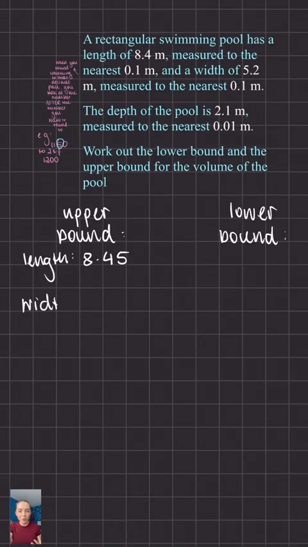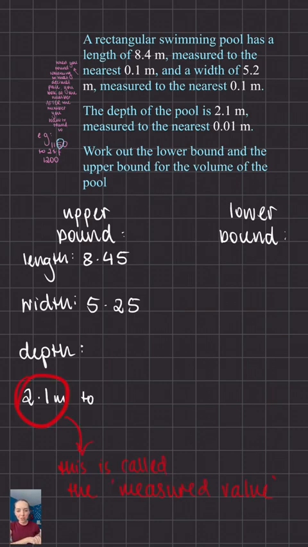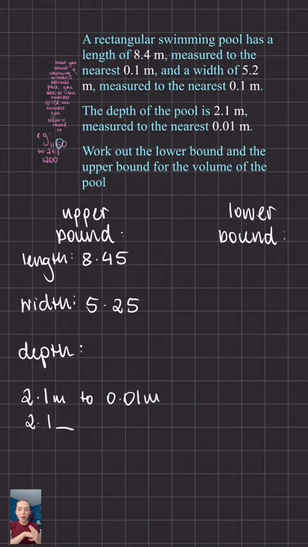So applying the same concept to the other numbers, we get that the upper bound of the width is 5.25. To find out the depth of the pool, you can either do the method that we've just done, or you can try this other method which I'm about to share instead. Here is another way that you can think about bounds if that didn't quite make sense. The 2.1 in this example is known as the measured value, and because it's rounded to 0.01, that's the degree of accuracy. To find the upper and lower bound, half the degree of accuracy and add it to, or take it away from, the measured value.